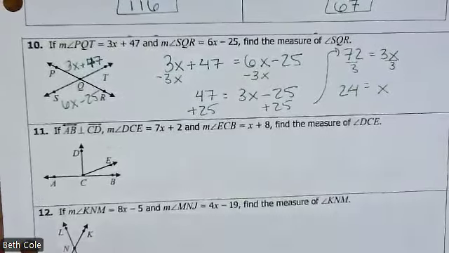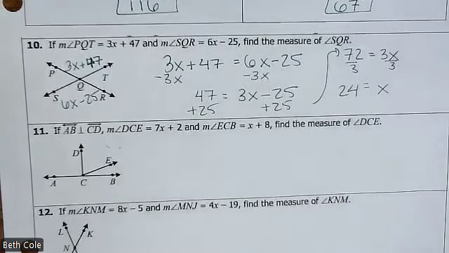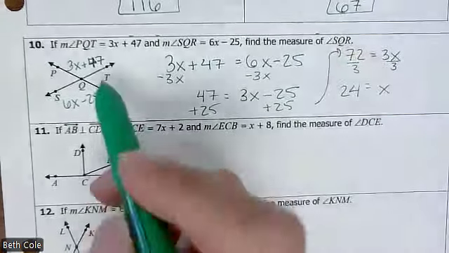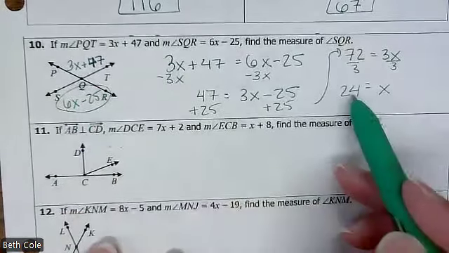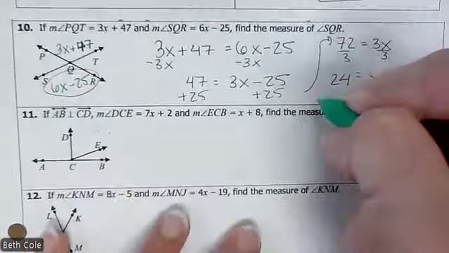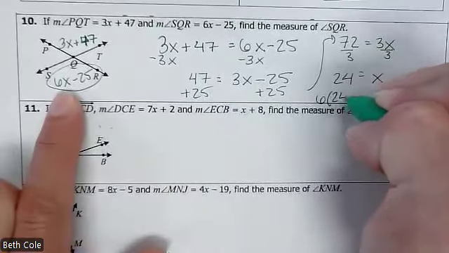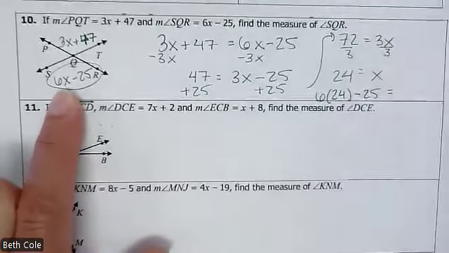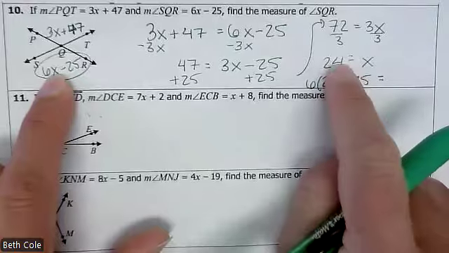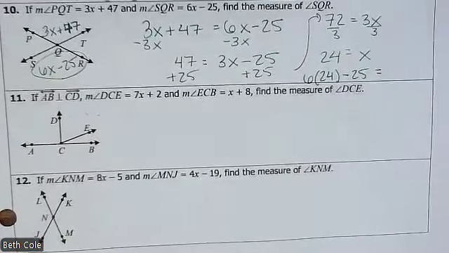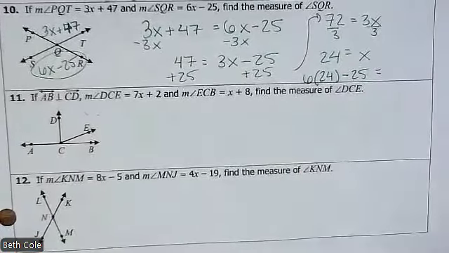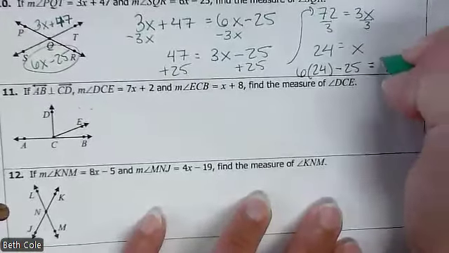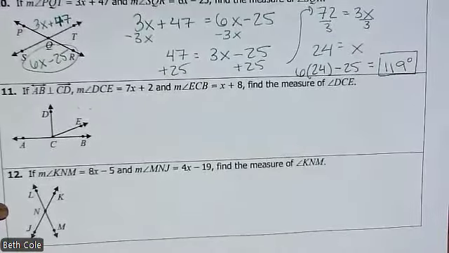Yeah, X is 24. Now listen, a lot of times in geometry, they ask you for something else. They didn't just ask you for X in this case. What does it say? Just read it. SQR, that's this one. So you have to take 24 and plug it back in for X. So it's 6 times 24 minus 25. I'm just going to put that in the calculator. But do you see how I took 24 and plugged it back in? You have to follow directions, so you have to be able to read. 119 degrees is your final answer to the whole thing.